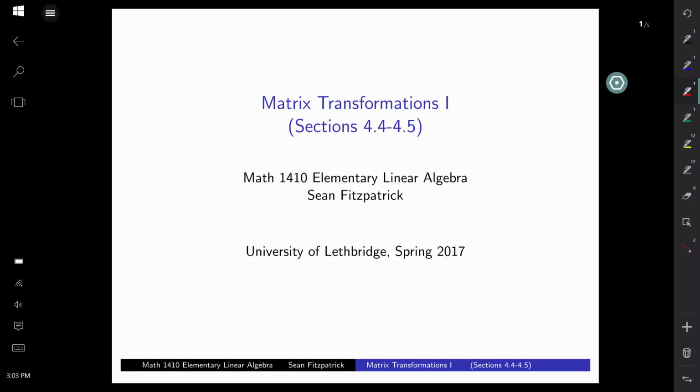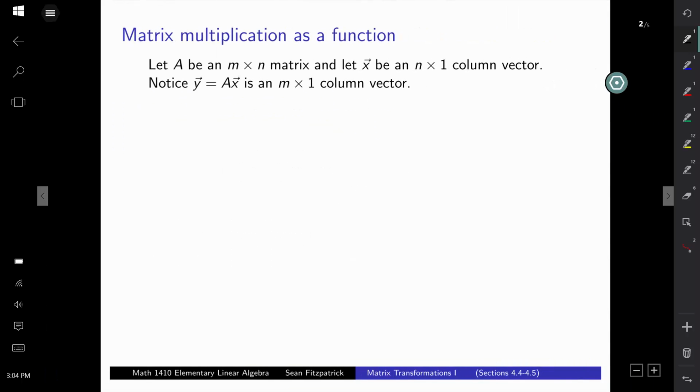Okay, so this will be the first of 4 videos on matrix transformations for Math 1410 Linear Algebra for the Spring 2017 semester. The idea here is that we want to think of this matrix multiplication that we've defined, this sort of strange definition for matrix multiplication, and we want to make sense of this definition as a function, as a way of turning one vector into another vector.